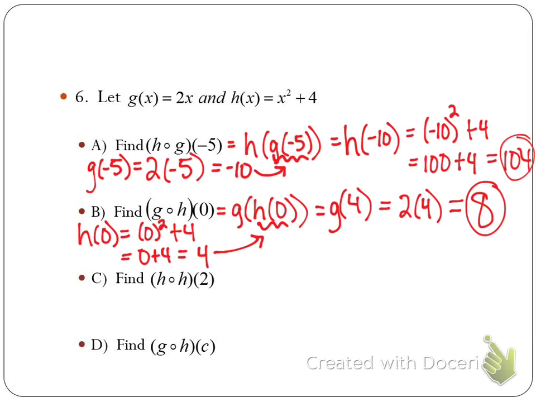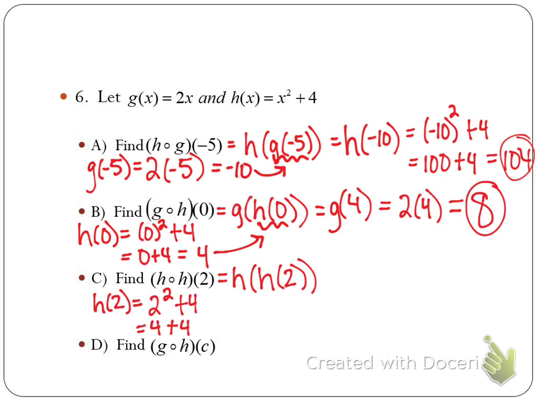Okay, so letter C isn't really any different in the process. It just looks a little funny because our inside and outside function are both h. So we have h of 2. But once we write it this way, our process doesn't change. We're going to use the h function with 2 for the inside part. Instead of writing an x, I'm going to use a 2. So we have 2 squared plus 4. What is 2 squared? 4 plus 4 is 8.